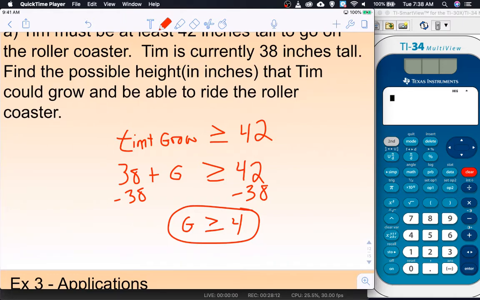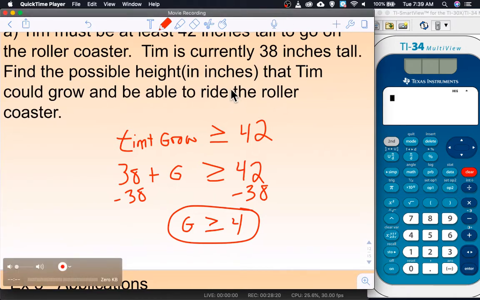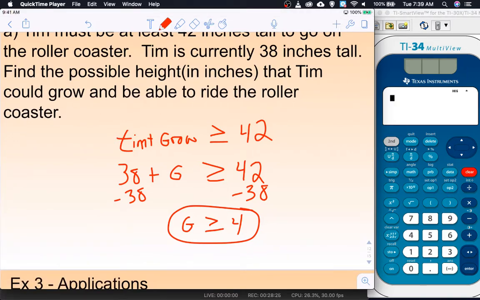Okay, so 4, just the number 4, is not just the answer. It's one of them, but it's 4 inches or more. So if he was 55 inches, he could ride the roller coaster. If he was 60 inches, 72 inches, he could ride the roller coaster.